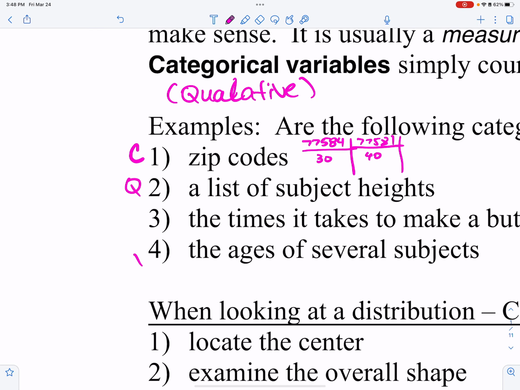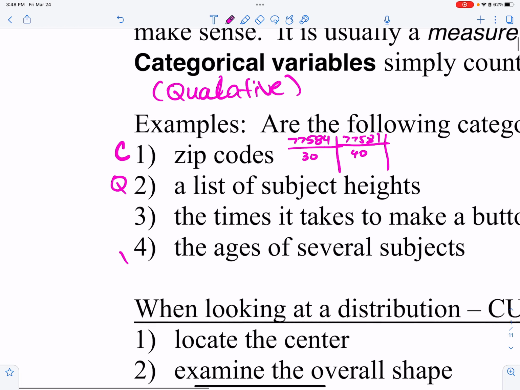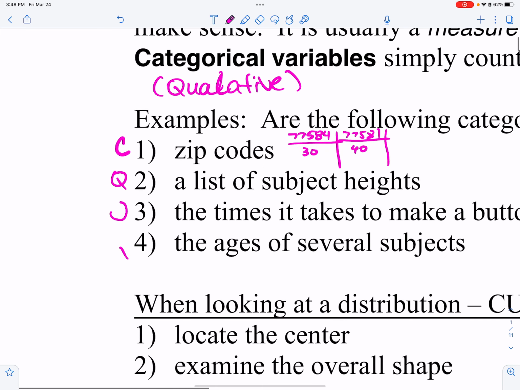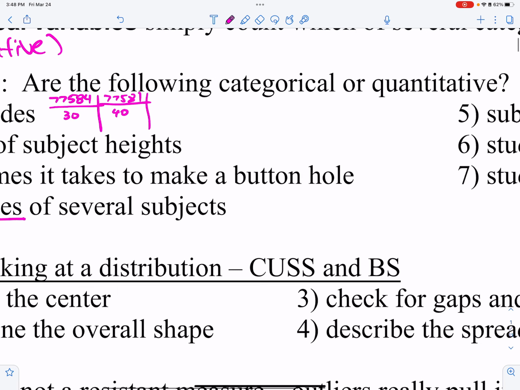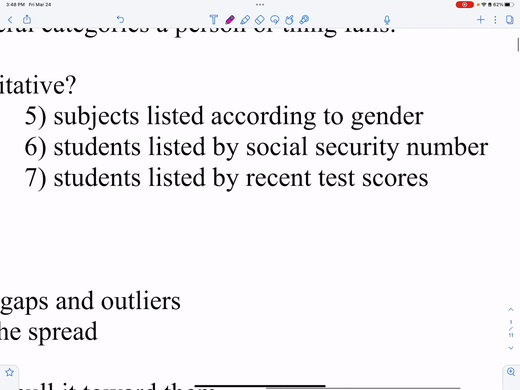A list of subjects' heights. Now that's quantitative, and that's quantitative because it does make sense to find the average of heights. Times to make a buttonhole. That's quantitative because that's time, and it makes sense to find the average. The ages of several subjects. That's quantitative because it makes sense to have the average.